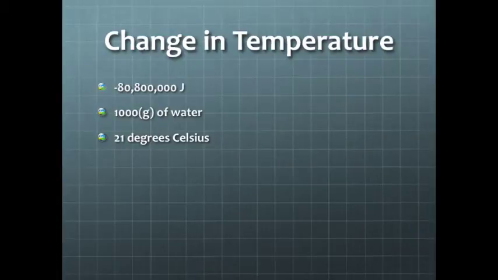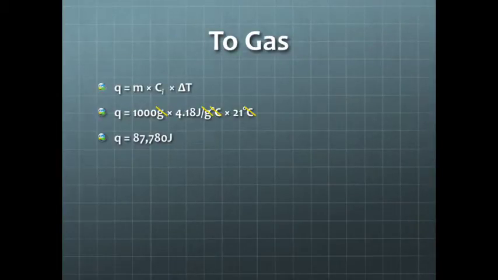Now, the change in temperature. I have my joules, which was negative 80,800,000, the amount of water, which was 1,000 grams, and the degrees Celsius, the change in temperature. Okay, so now to find the change in gas, I had to multiply 1,000 grams by 4.18 joules per gram degrees Celsius times 21 degrees Celsius, which is the change in temperature.